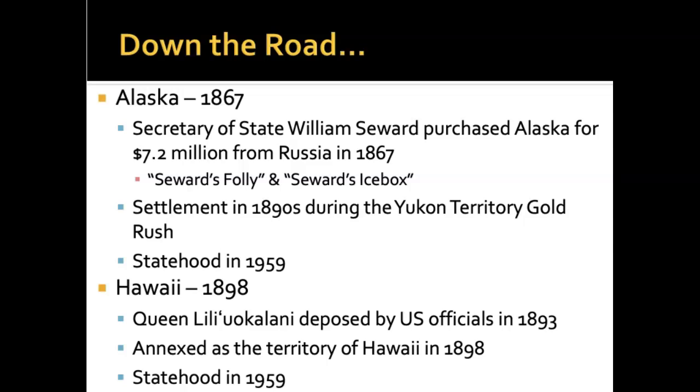Alaska was acquired by a treaty from the Russian Empire in 1867, by a treaty ratified by the U.S. Senate and signed by President Andrew Johnson. $7.2 million here. It was known as Seward's Folly or Seward's Icebox. Seward was a guy who did the treaty.